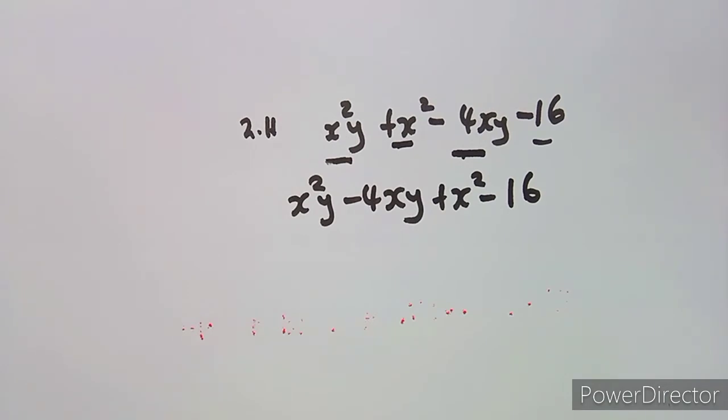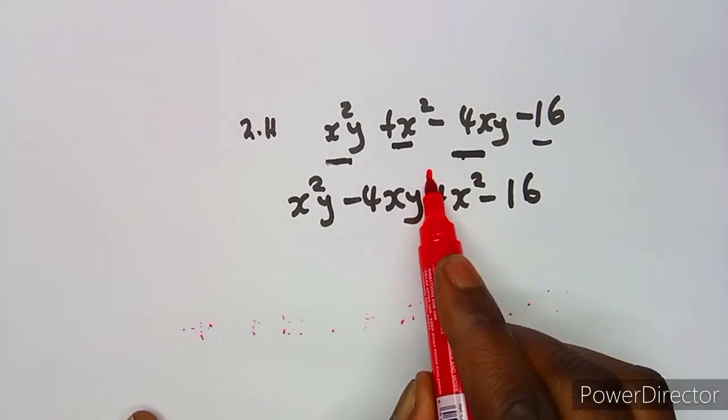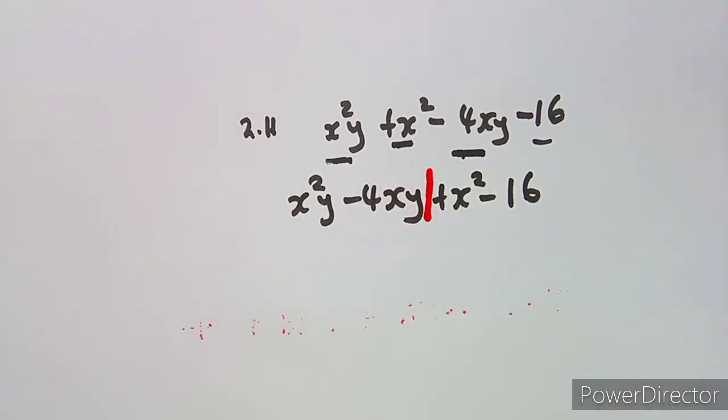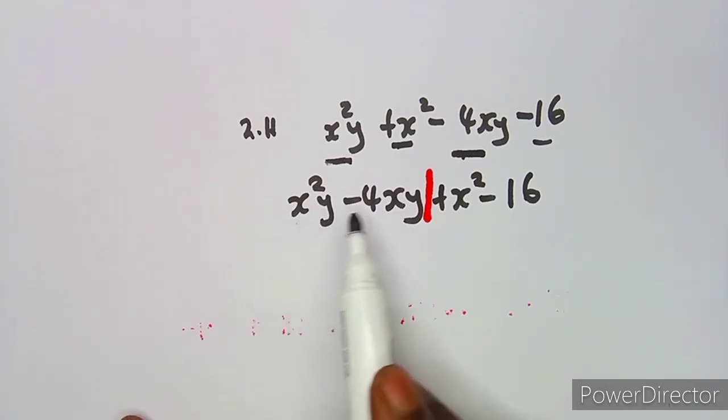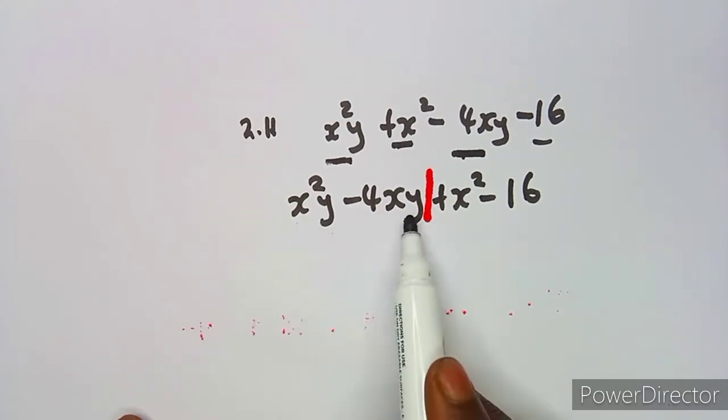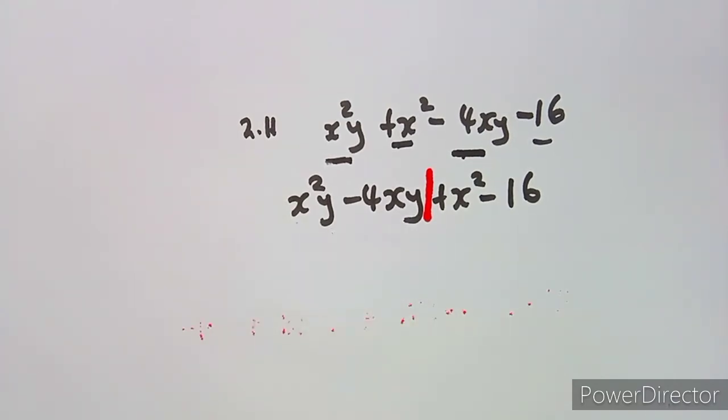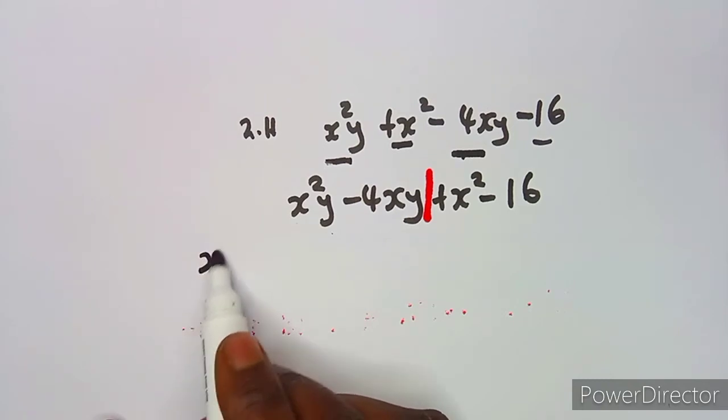Now if we are to group, we see that here we have got something that is common, so we're going to work with this part. I'm going to separate like that. So what is common in this case? We have got x here, we have got x also, we have got y here, we have got y here, which means y is common. So I can factor out xy.